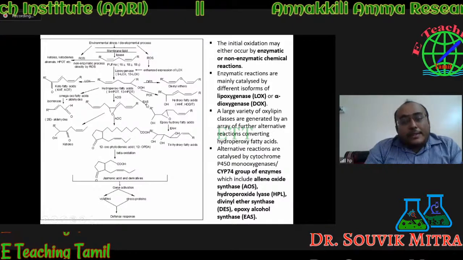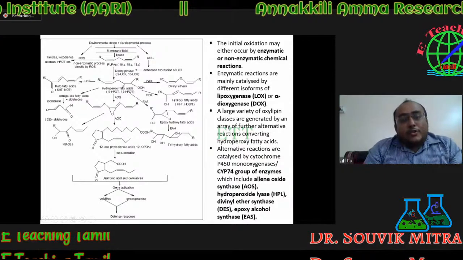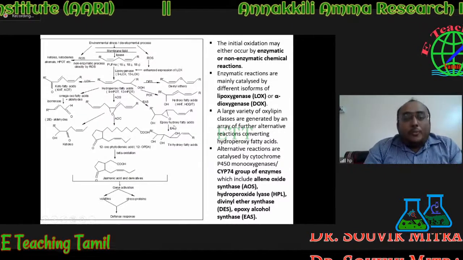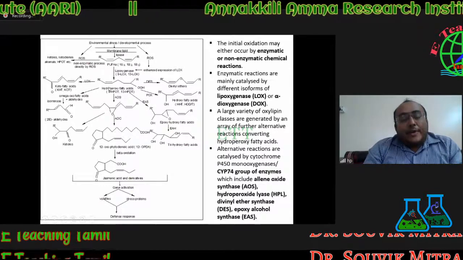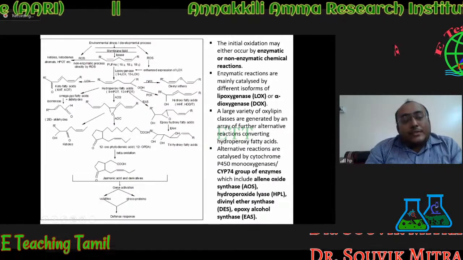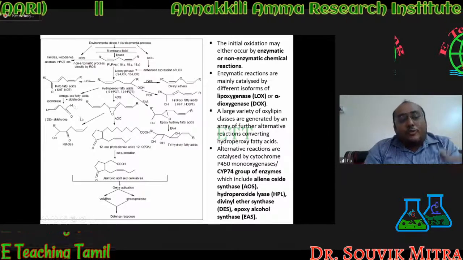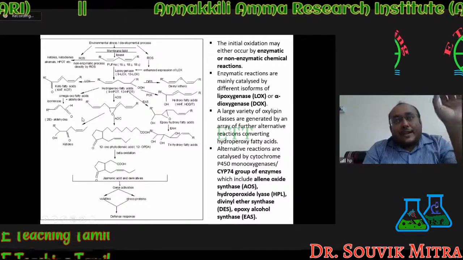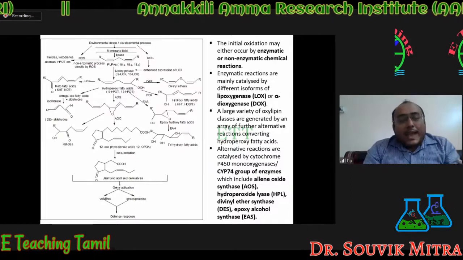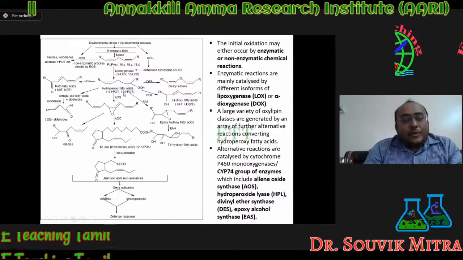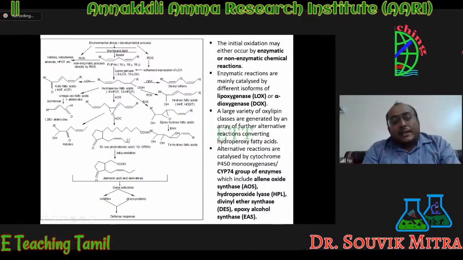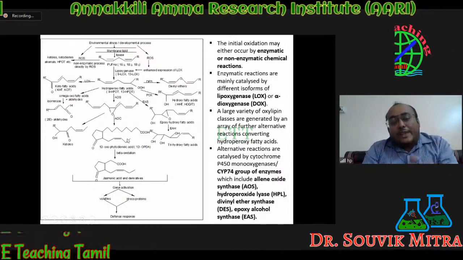Epoxy alcohol synthase, if it is acting on this hydroperoxy fatty acid, will form epoxy hydroxy fatty acids. Similarly, if hydroperoxide lyase acts on these fatty acids, that will form different kinds of aldehydes and alcohols. Similarly, allene oxide synthase, if it is acting on this hydroperoxy fatty acid, will ultimately form 12-oxophytodienoic acid.